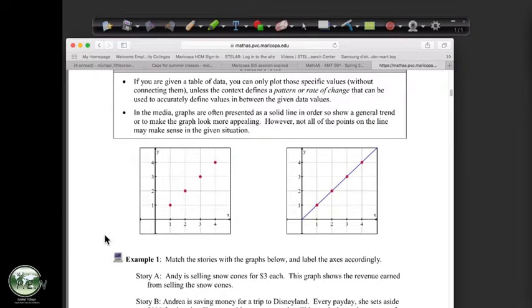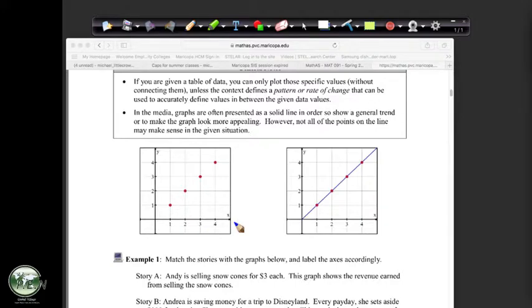So, and this is, again, not necessarily something you're going to get tested on, so don't look at it that way, but just in general, this question comes up: when should we connect the dots and when should we not connect the dots?